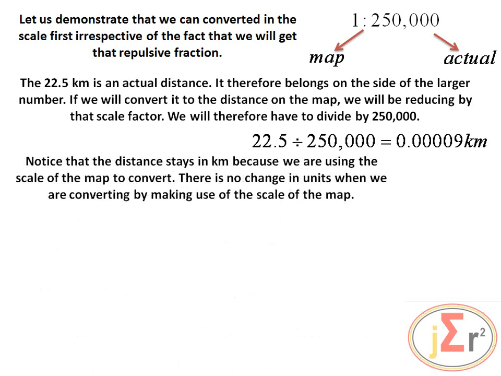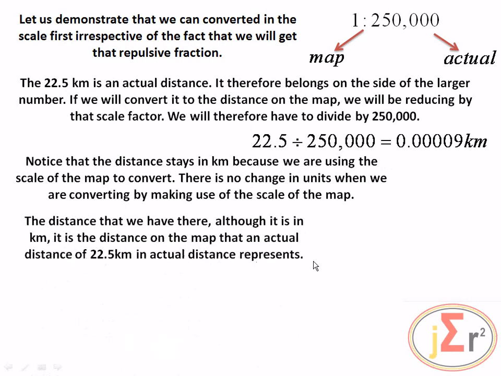Notice that the distance stays in kilometers because we are using the scale of the map to convert. There is no change in units when we are converting by making use of the scale of the map. Therefore, we have this in kilometers. This will also be in kilometers because we are just using the scale of the map. And when we just use the scale of the map, we do not have a change in units.